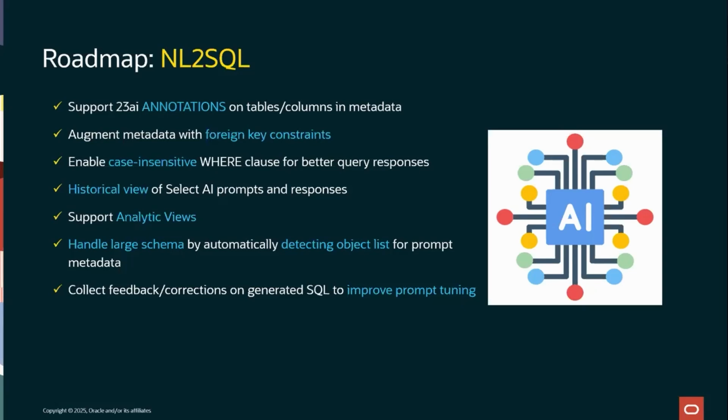Now, because case sensitivity for value retrieval can be an issue when generating queries, you'll have the option to enable case-sensitive comparisons, with case-insensitive being the default. We'll be providing a historical view of past Select AI prompts and responses, and support for using metadata from analytic views. A frequent request has been the ability to handle schemas with many tables by automatically determining which table metadata should be included in the augmented prompt.